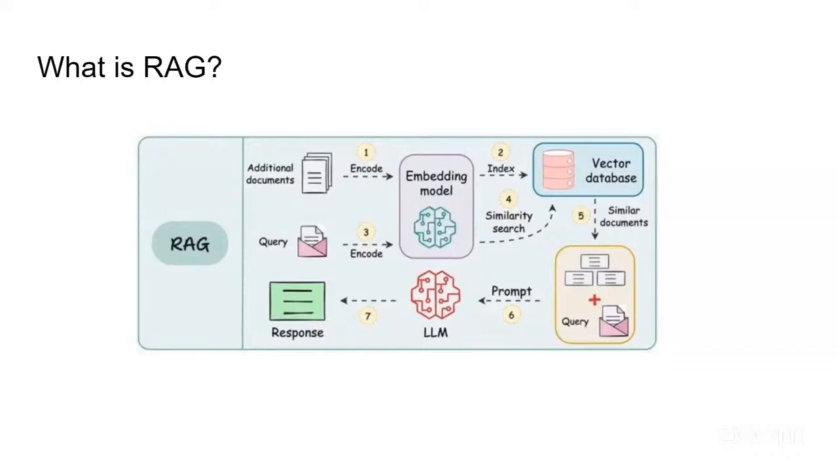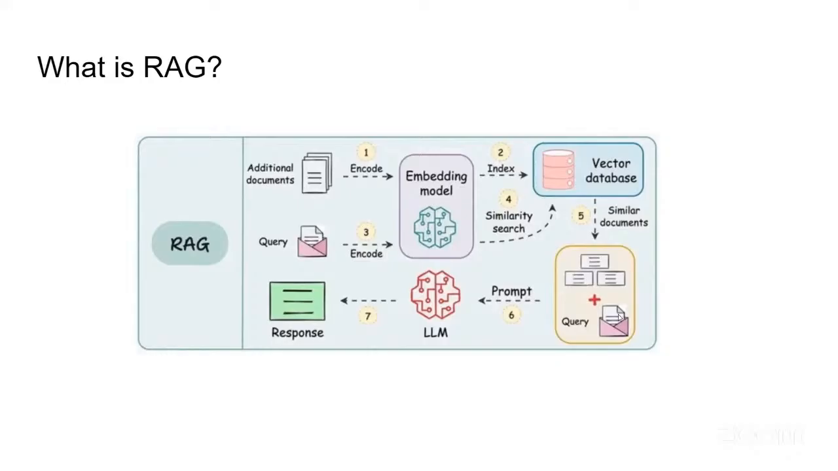So you have documents which you encode using an embedding model, and then you place the embeddings in a vector database, right? And then the user query gets encoded using the same embedding model. And then a similarity search is done using cosine similarity. And then the similar documents are fetched from the vector database. Along with that, a prompt is sent to an LLM and then a response is sent back. So this is at a high level what RAG is. What we'll do is dive deep into each component separately to understand how it works.